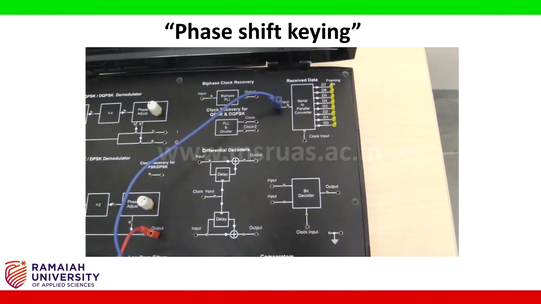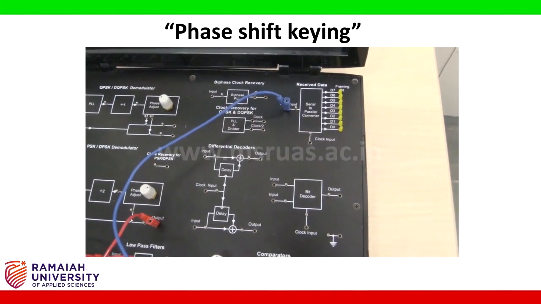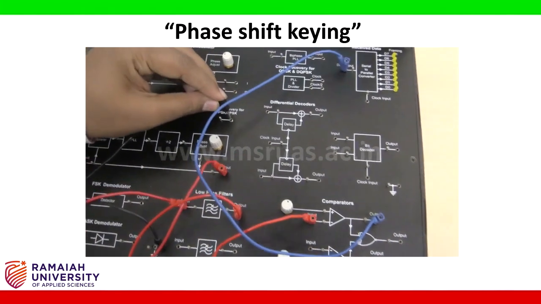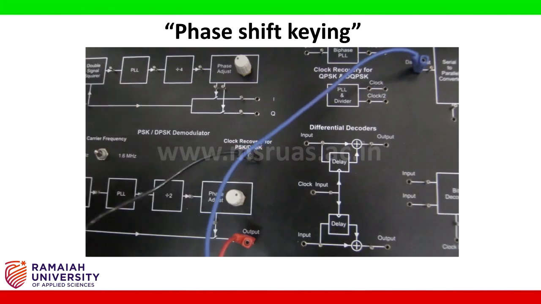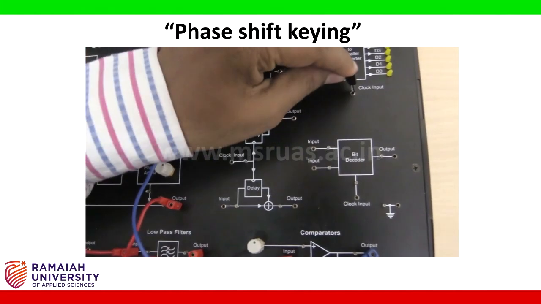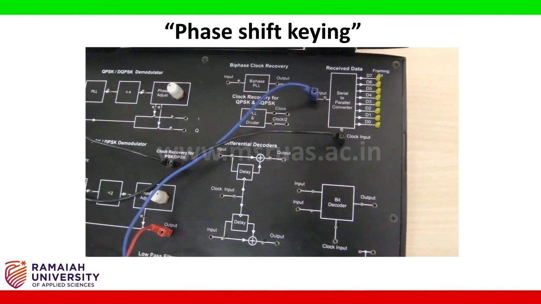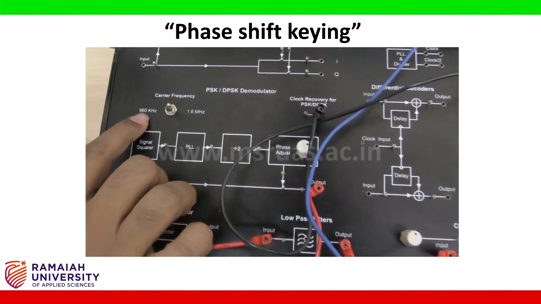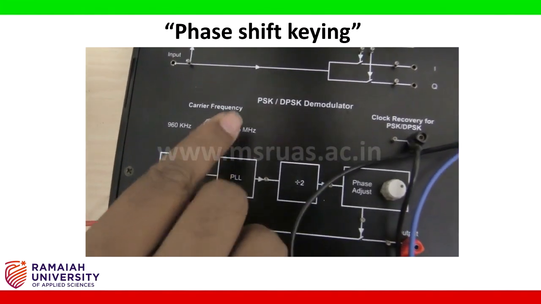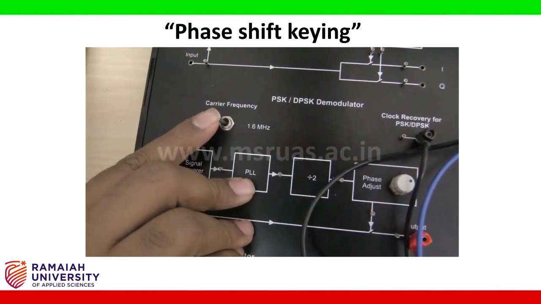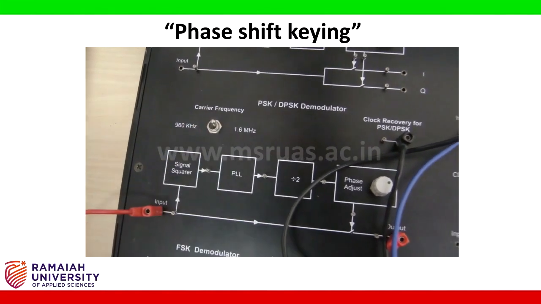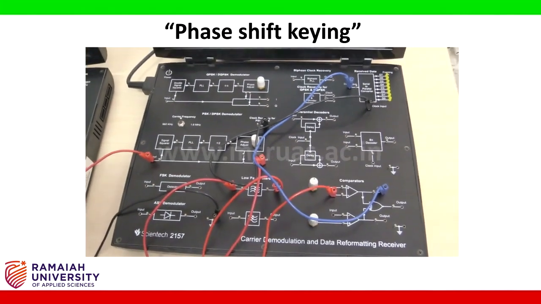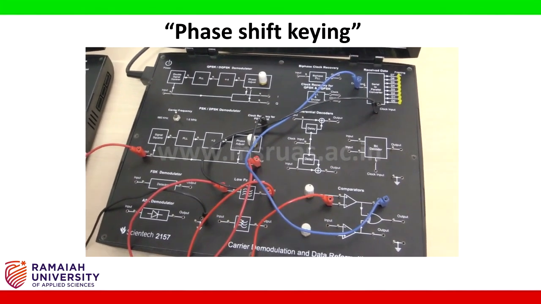And the clock recovery for the PSK and DPSK is connected to the clock input of the serial to parallel converter, and we have a switch where we can choose the frequency between 160 kilohertz and 1.6 megahertz. Now I am setting it for 1.6 megahertz since I chose 1.6 megahertz in the 2156 board. Now the circuit connection is over.